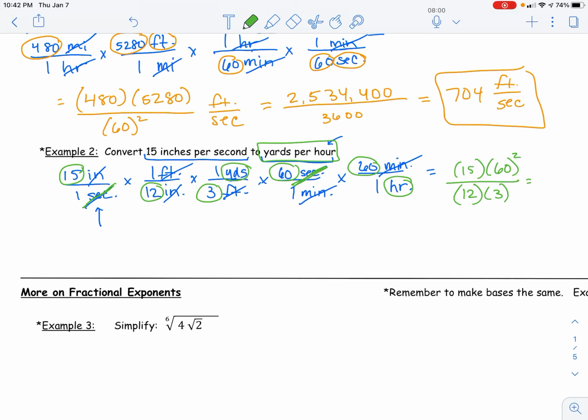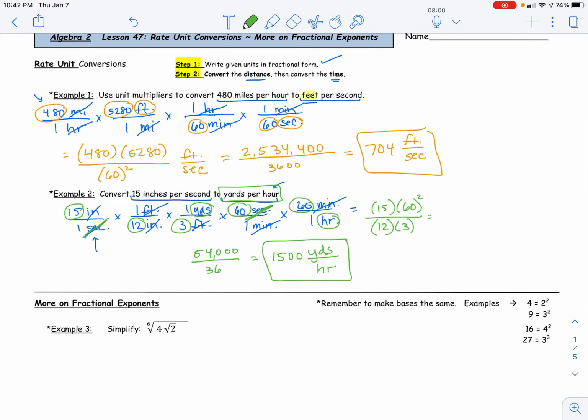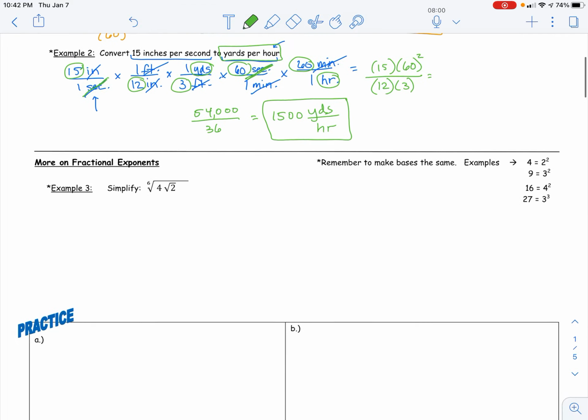If you do the math on all of that, by the way, you're going to have 54,000, and you can please try that in your calculators. I encourage that. And you're going to get 1,500 yards, that's what we're trying to get to, per hour. Okay? And that's how you do unit conversions for rate conversions that have 2 different measurements in it.